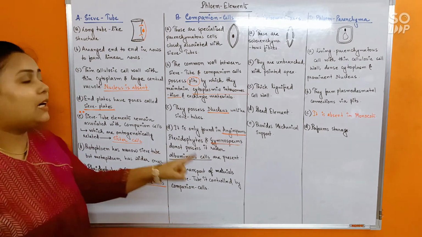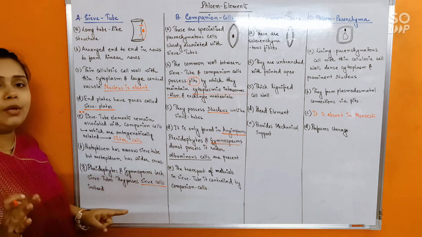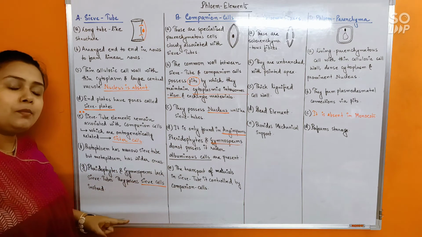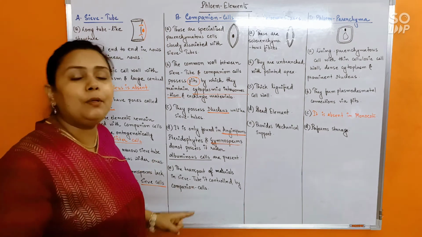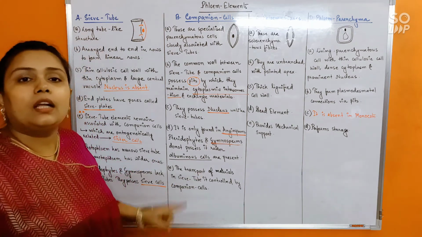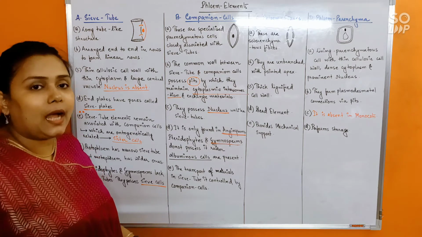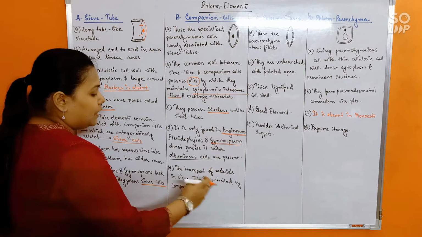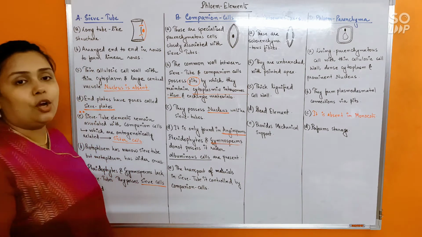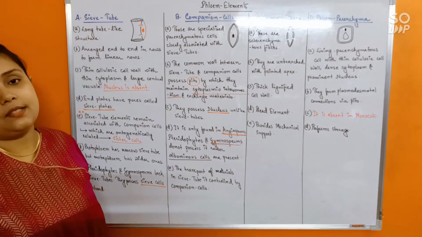Sieve tube and companion cells, both are only found in angiosperms. Gymnosperms possess sieve cells instead of sieve tube, and they possess albuminous cells instead of companion cells. Understood that? Fine. Last, the transport of materials in the sieve tube is controlled by the activity of companion cells.